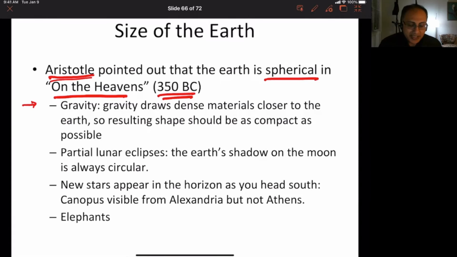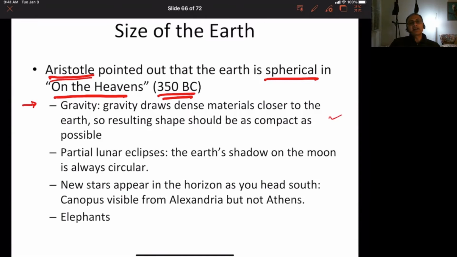And so Aristotle concluded that because of gravity, the Earth has to be spherical, because gravity is trying to pull everything together. So it will try to make a shape that doesn't have anything sticking out, any edges sticking out. So that was his first argument, which I think is pretty clever and it's correct.